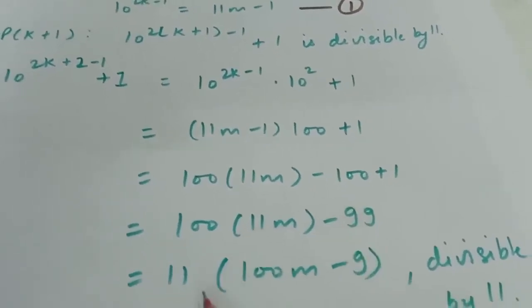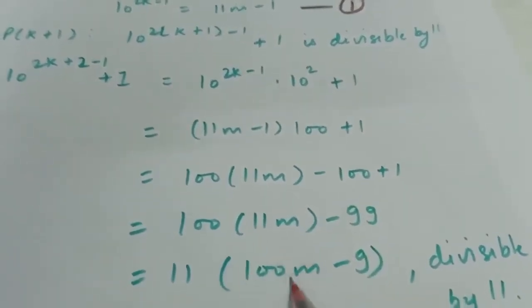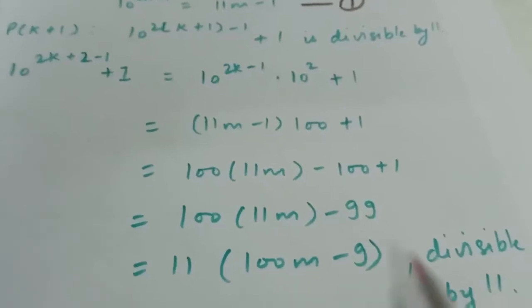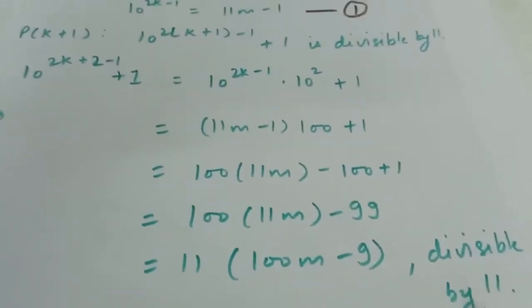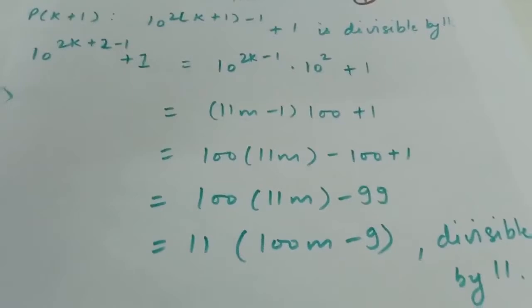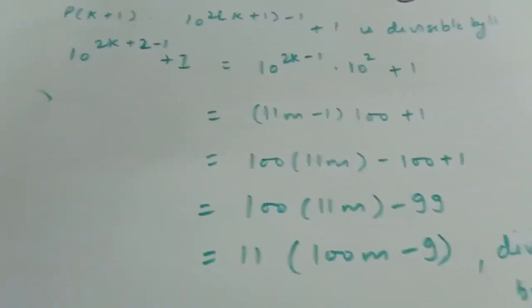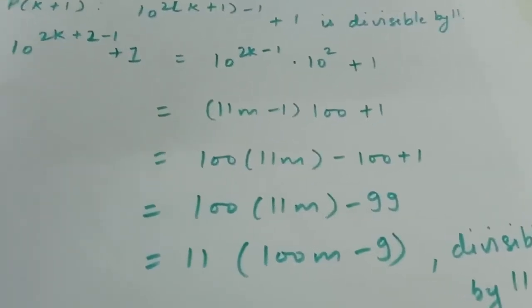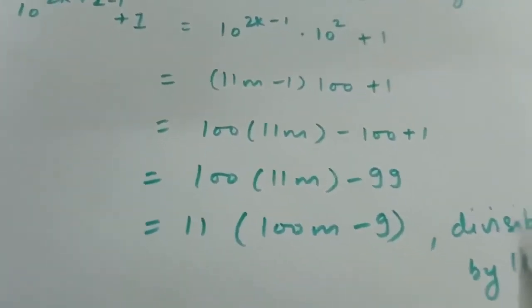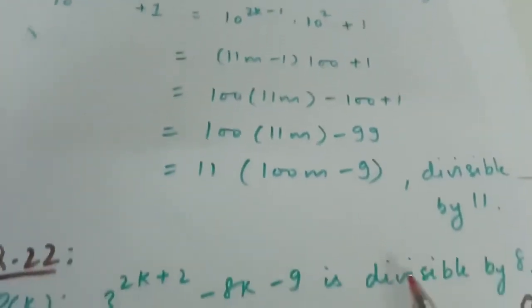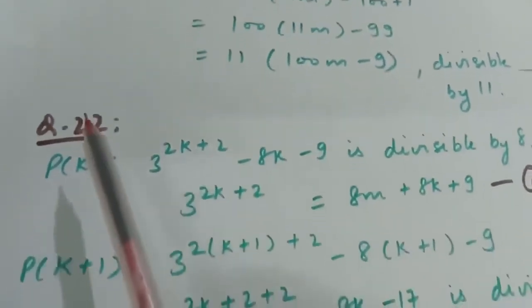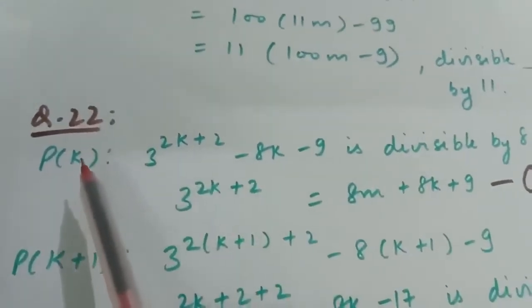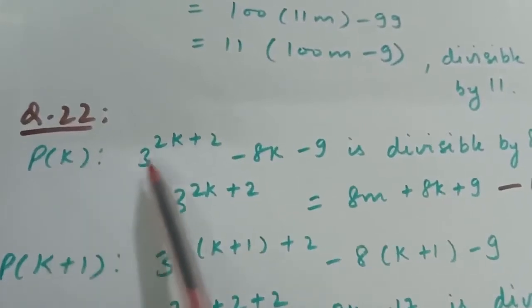As we can take 11 common from both these terms, the left will be 100m minus 9, which is clearly divisible by 11. This is what we wanted to show, right? That pk plus 1 is divisible by 11. So you will write pk plus 1 is true whenever pk is true.